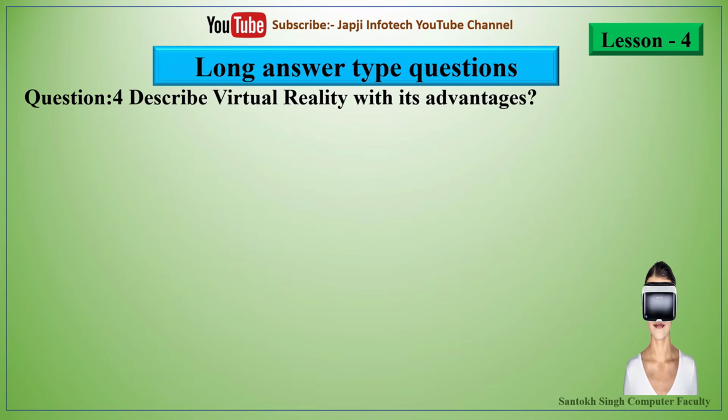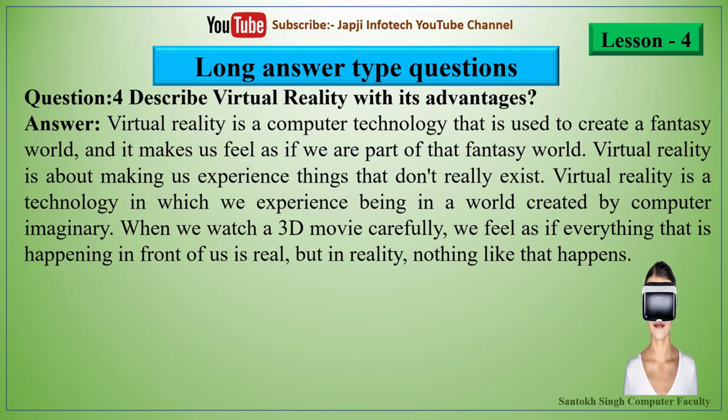And the fourth one is: describe virtual reality with its advantages. So virtual reality is a computer technology that is used to create a fantasy world, and it makes us feel as if we are part of that fantasy world. Virtual reality is about making us experience things that don't really exist. Virtual reality is a technology in which we experience being in a world created by computer imagery. When we watch a 3D movie carefully, we feel as if everything that is happening in front of us is real, but in reality, nothing like that happens.